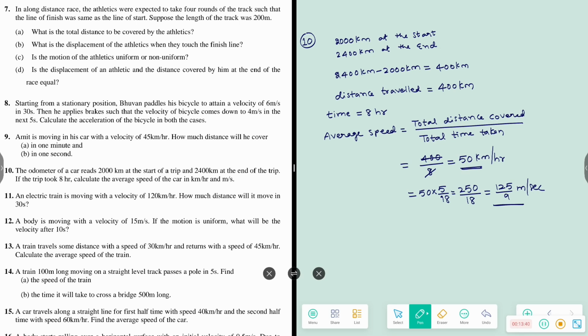An electric train is moving with a velocity of 120 km per hour. How much distance will it move in 30 seconds? See here, in question number 11 also, speed is given. Or velocity, let us take it as velocity. Velocity is given, 120 km per hour.